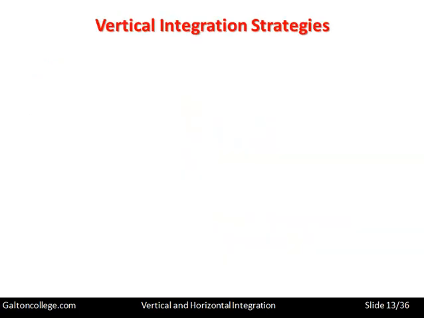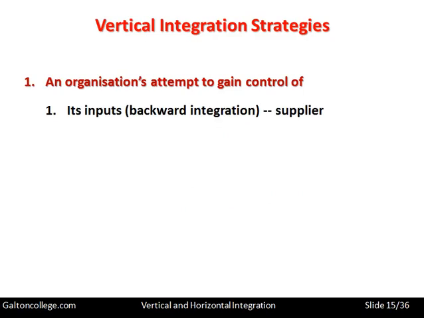So we'll start with vertical integration. Now, this is an organization attempt to gain control of its inputs. This will be backward integration to suppliers. So in this case, vertical means moving towards the market or back through production.